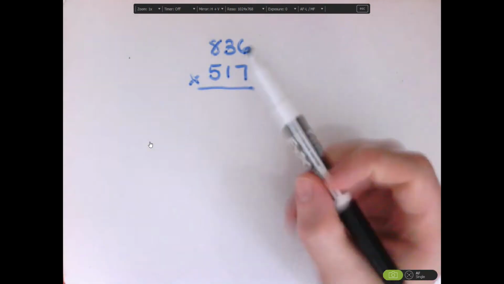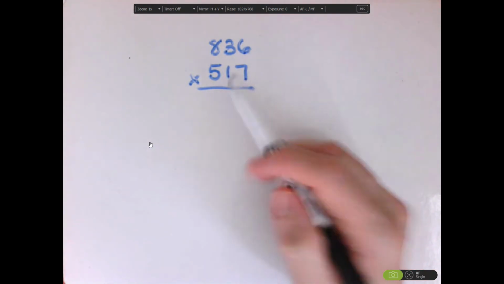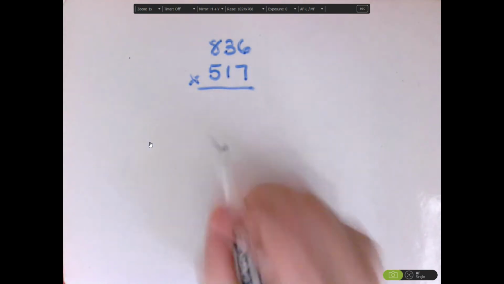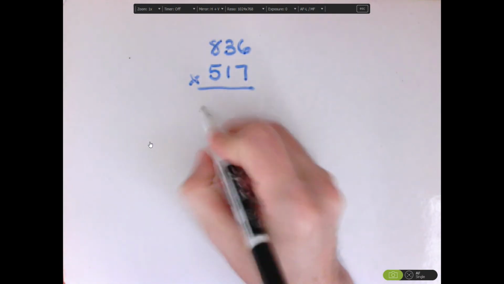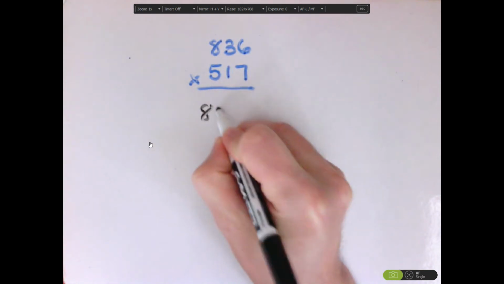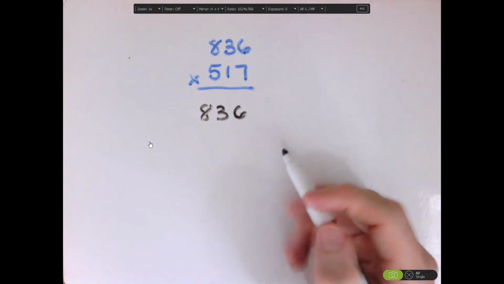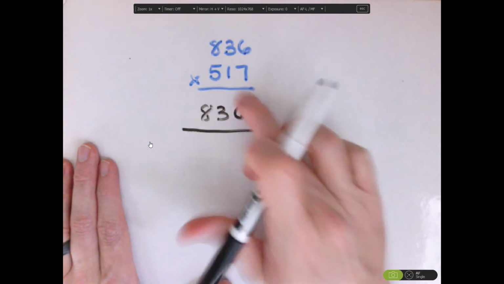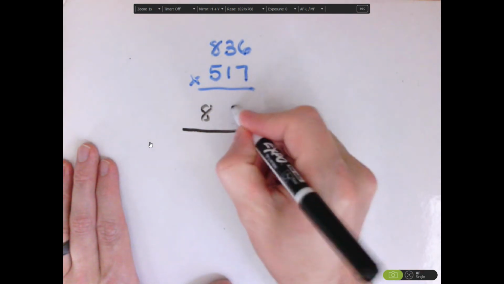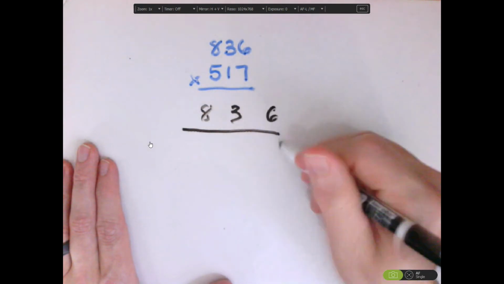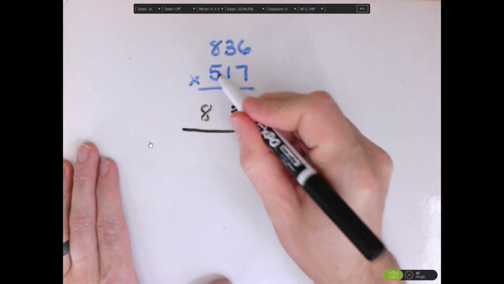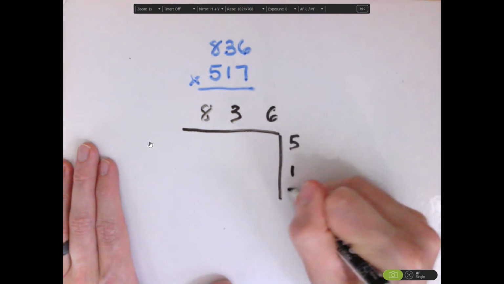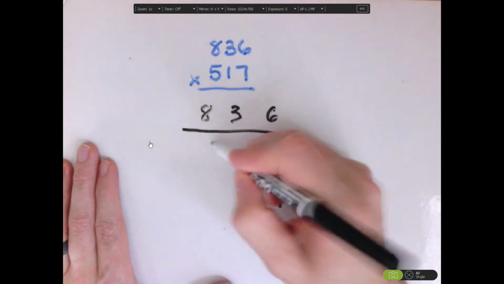All right, so if you were to do a little long multiplication here, it would be kind of long and tedious. So to do lattice, what you want to do is take the top number, and you could give yourself a little bit more space. Let me do that. 8, 3, 6. And then downwards, we're going to put 5, 1, 7.